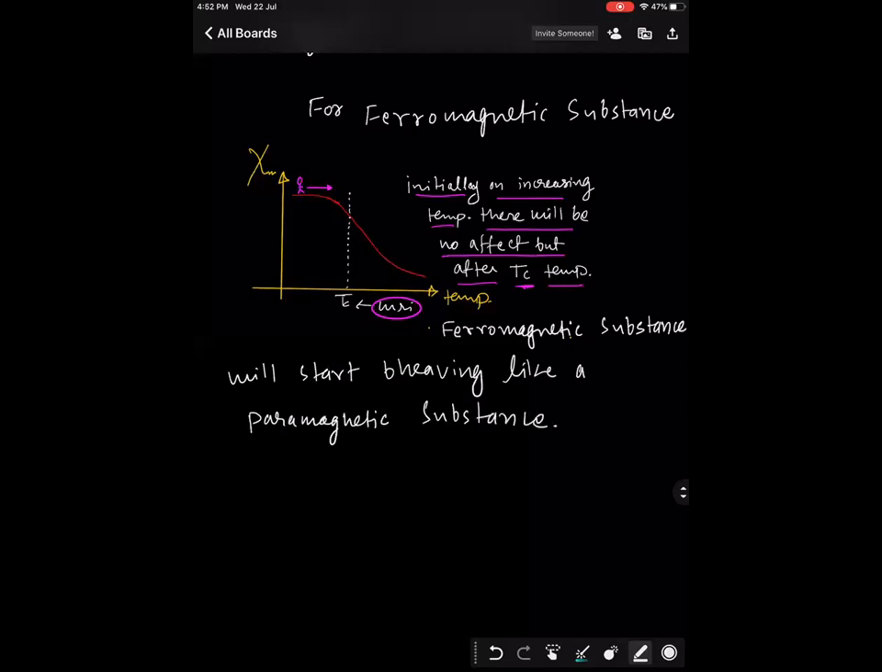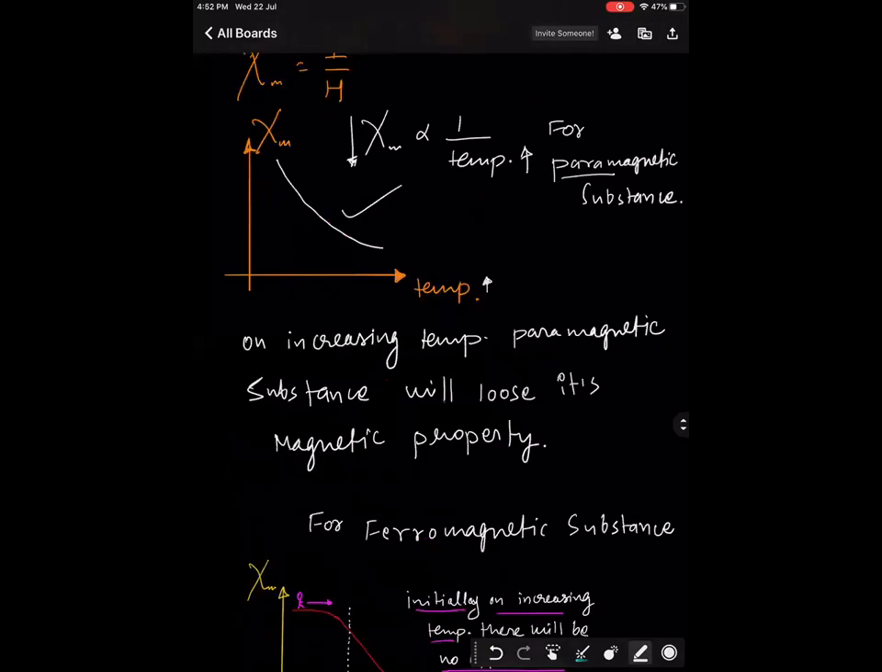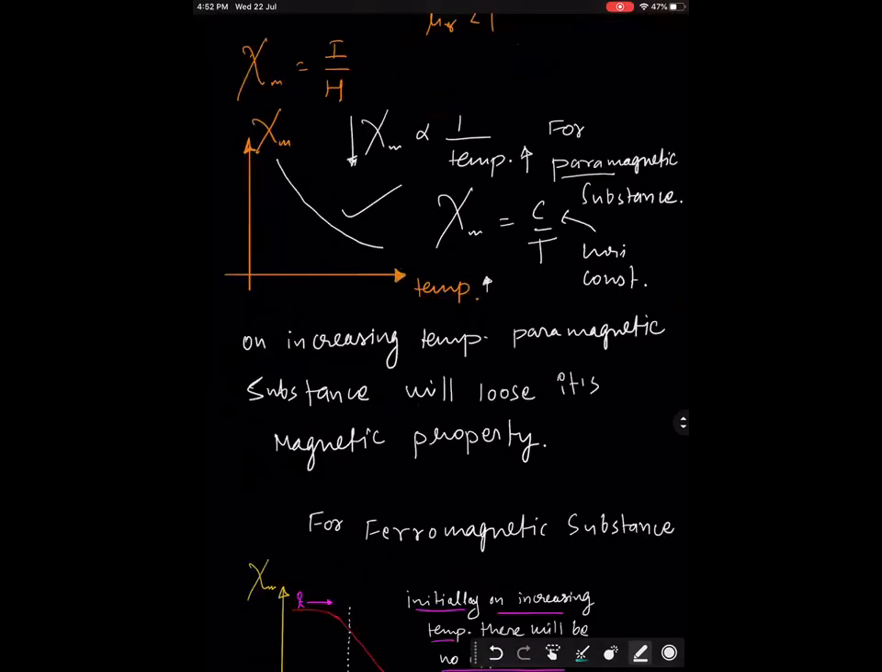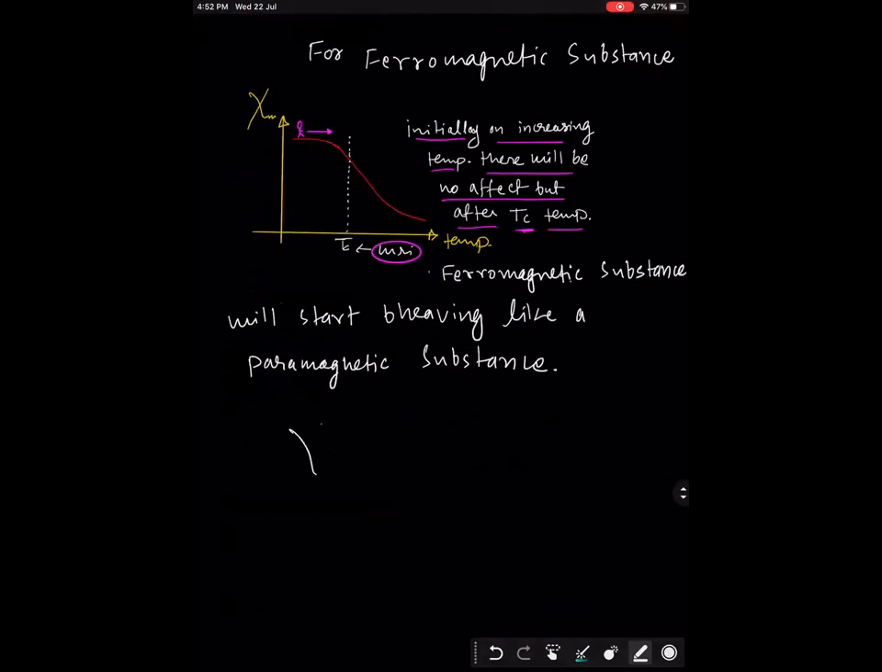Okay. So can we use this relationship, or should there be some change? It is chi equals C by T, where C is the Curie constant. Can we use this relationship, or do we need some change? Yes. The new relationship will have T minus TC, and this expression is valid only for temperature more than TC, only when T is more than TC.